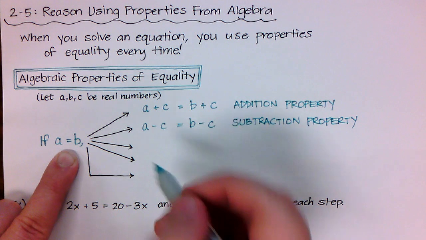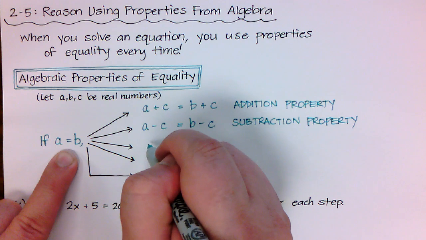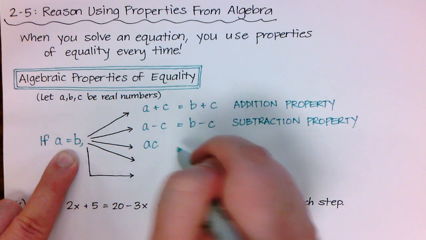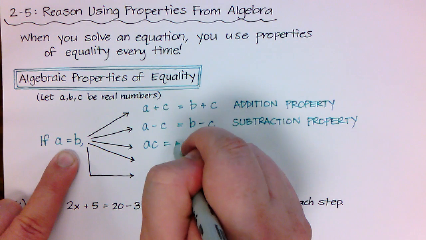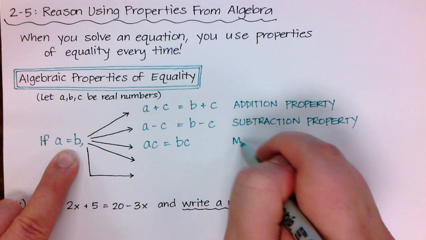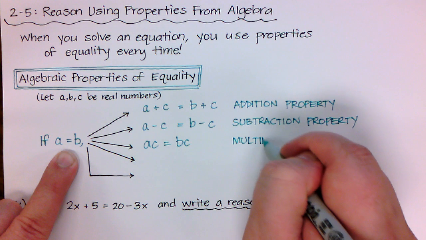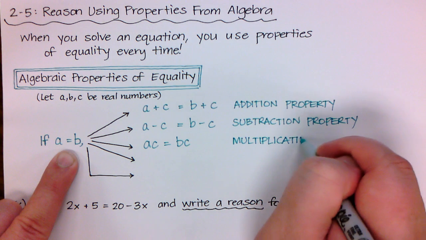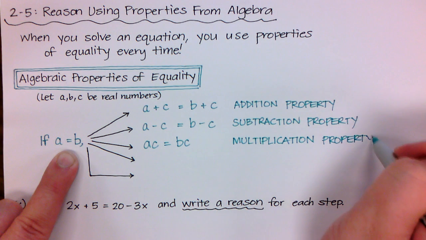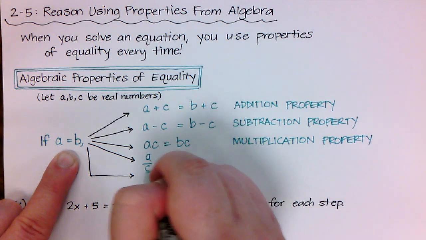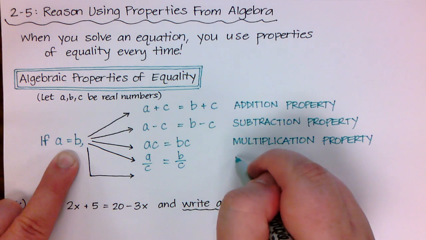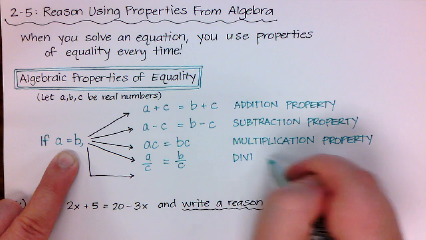Moving on from that, if A is equal to B, I can multiply each side by a number. So let's say A times C. If I multiplied the left side by C, I could do that with the right side also. Have B times C, and both sides would be equal. This would be the multiplication property of equality. You know that I can also divide both sides by the same number, and they would still be equal. So if I divided both sides by C, this is called the division property of equality.